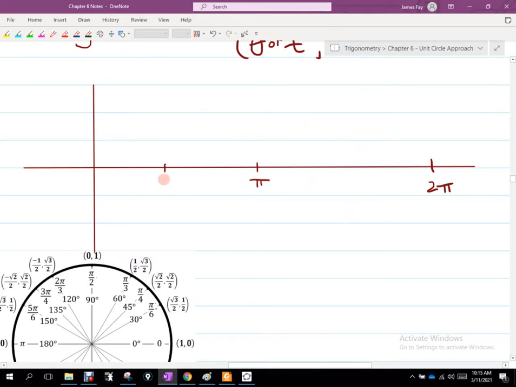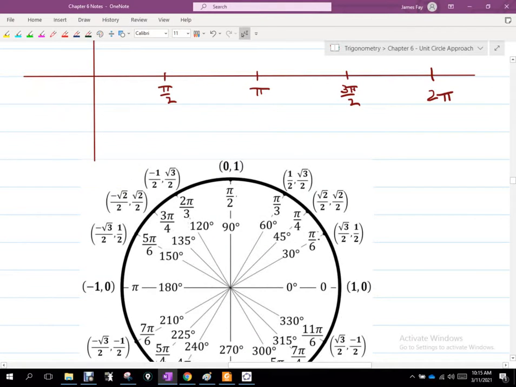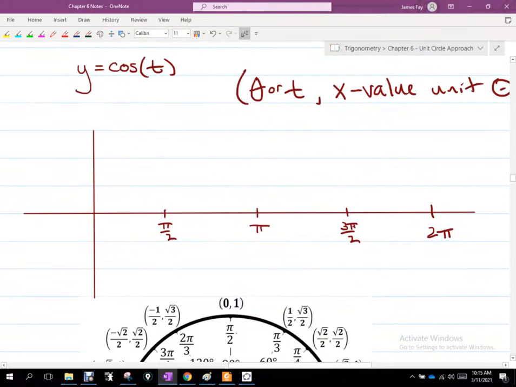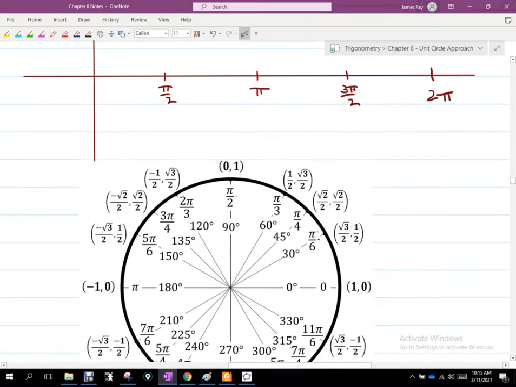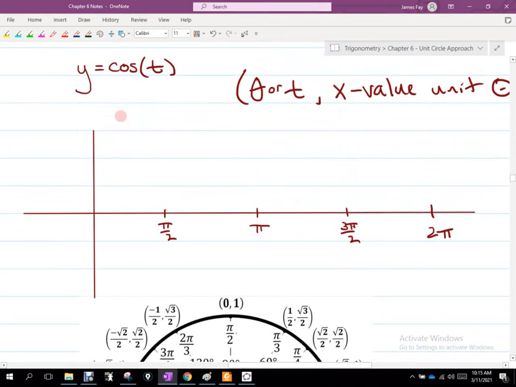Pi over 2, 3 pi over 2. Okay. What is the largest x value we can use off the unit circle that will become one of these y values? What is the largest number we can get? 1, right? What's the smallest number we can get? -1. So again, my y-axis should be defined by 1 and -1.